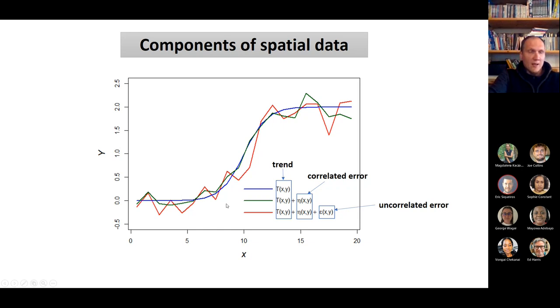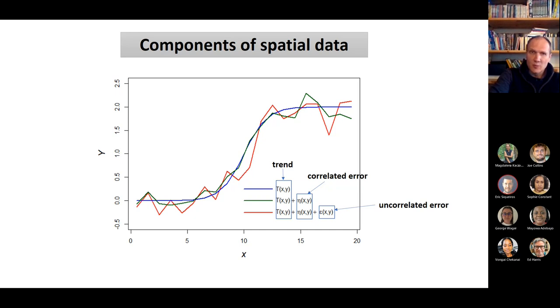Mathematically, trend and correlated error are formalized mathematically in a different way. Trend is a function of the spatial component vector, while the correlated error structure is a function of distance between observations.